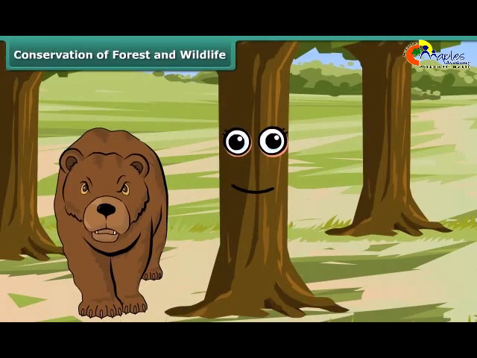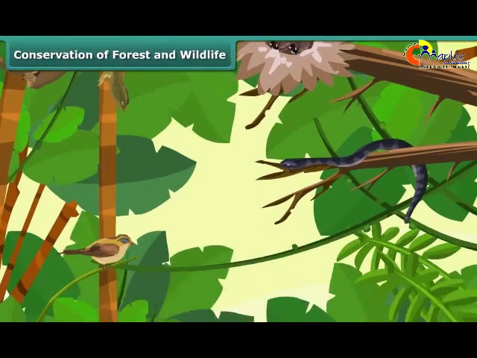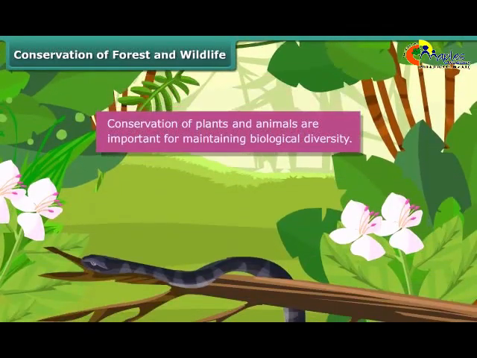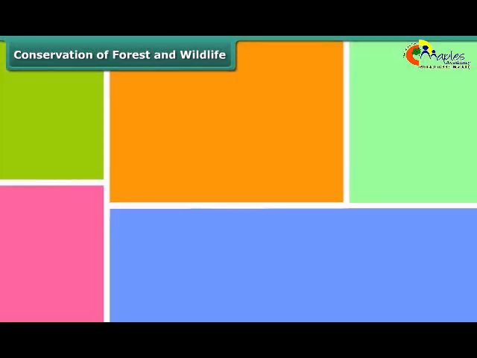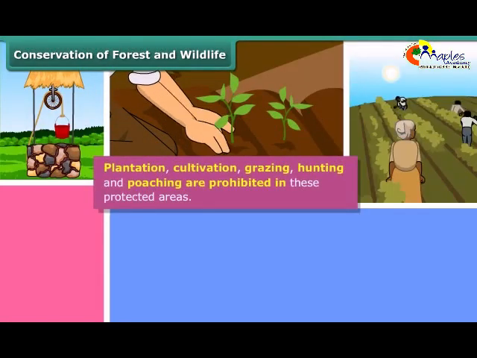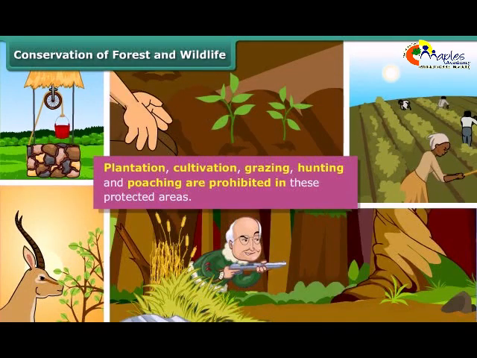Children, you have become aware of the effects of deforestation, so now you can understand that there is a need to conserve the forests and wildlife. Moreover, plants and animals are needed for the sustained development of the earth. Conservation of plants and animals is important for maintaining biological diversity, and conservation of biological diversity is needed for survival of humans. You would be eager to know why these areas are so important. Well, plantation, cultivation, grazing, hunting and poaching are prohibited in these areas.